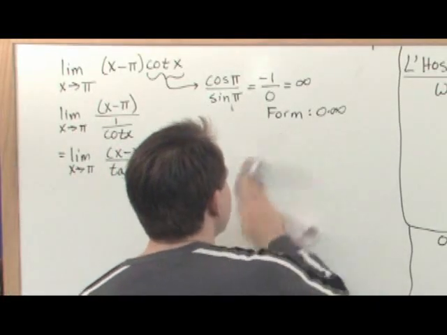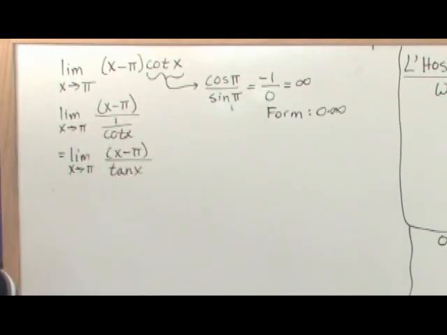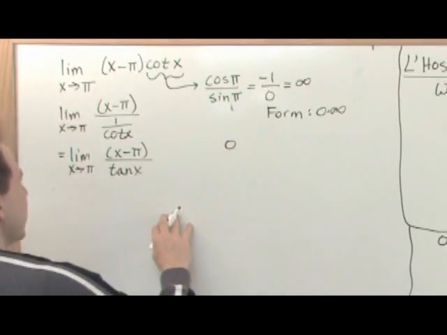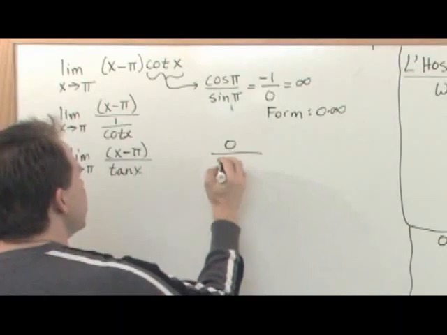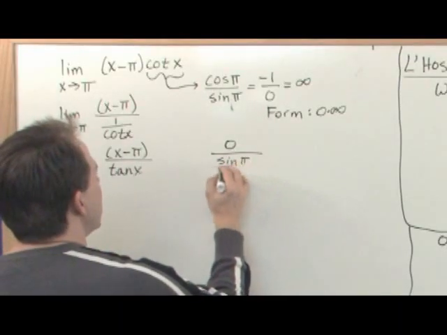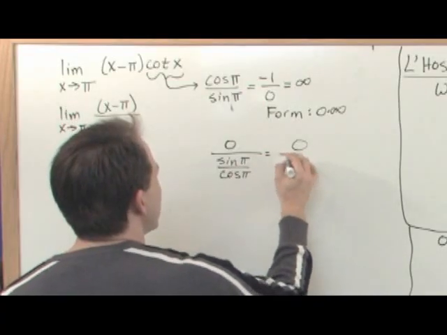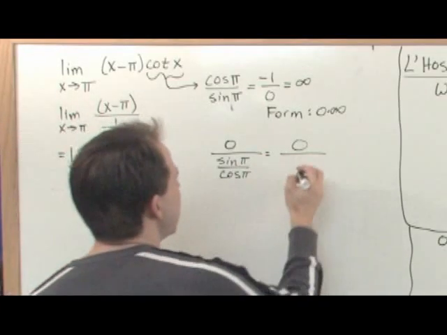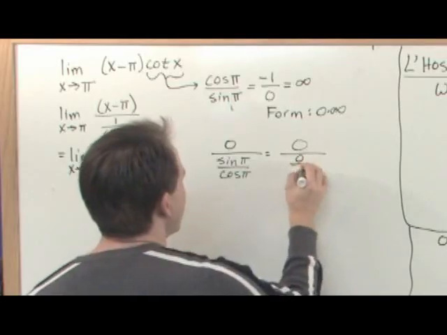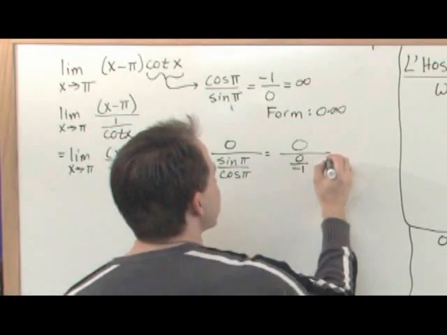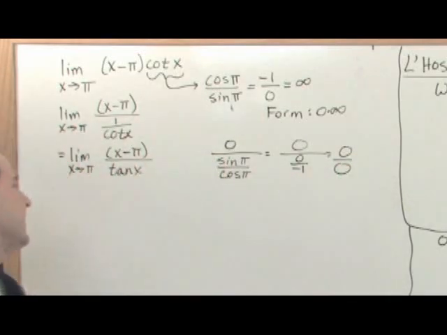Okay, now let's check our form. What form do we have now? On the top, it's still going to be 0 because pi minus pi is 0. And on the bottom, it's going to be sine of pi over cosine of pi, which is 0 over -1. This thing goes to 0, so it's going to be 0 over 0. So the form is 0 over 0, which is legal to use L'Hopital's rule.